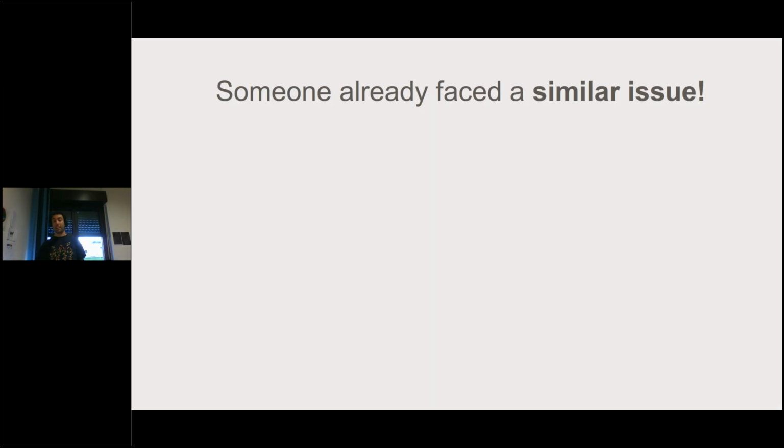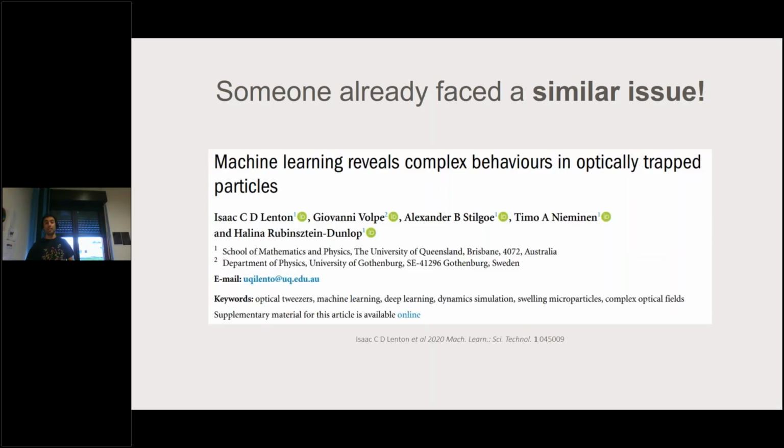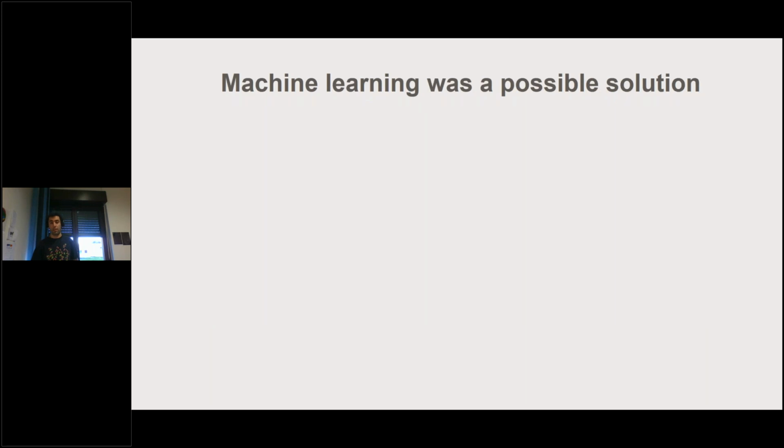And fortunately, we realized that someone already faced a similar issue. And in 2020, Isaac Lenton et al. used machine learning to compute optical forces. They were studying a different case. They were not in the geometrical optics regime, and they expanded the problem up to 5 degrees of freedom, which for us was not enough, but could be a good starting point.